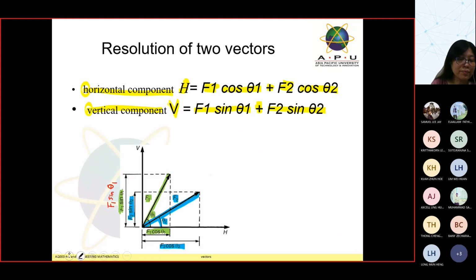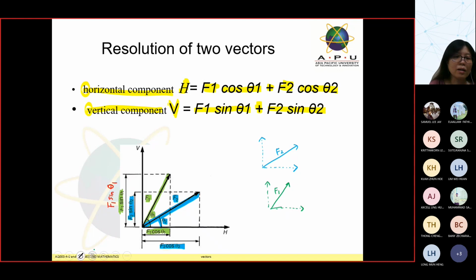For your information, let me explain further. If you have this as a vector F2, then the horizontal component will be pointing to the right, and the vertical will be here, pointing to the top. So just now for F2, this one is a different angle. Then this is the horizontal component, this is the vertical component.